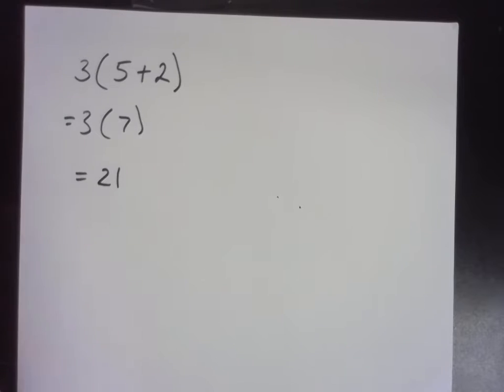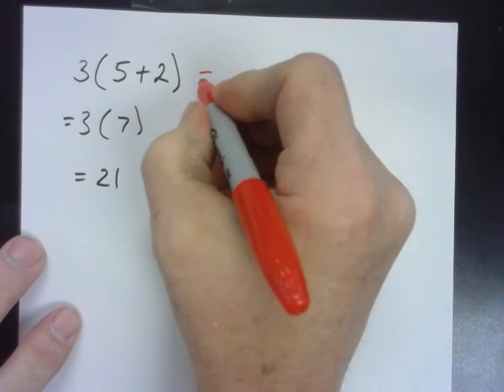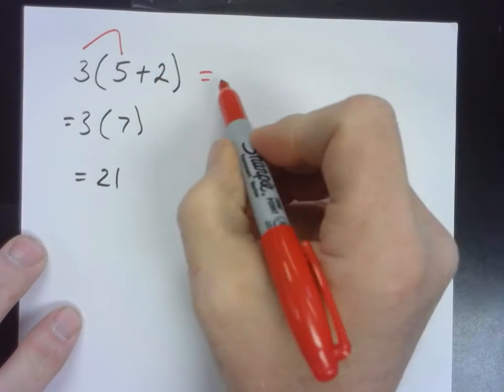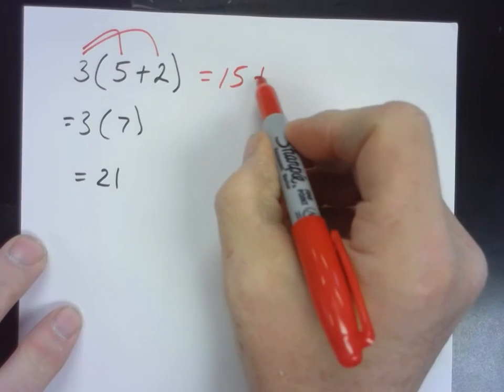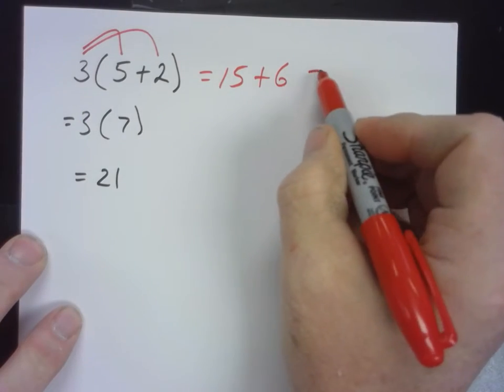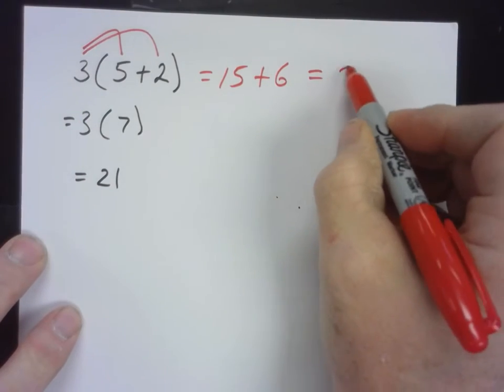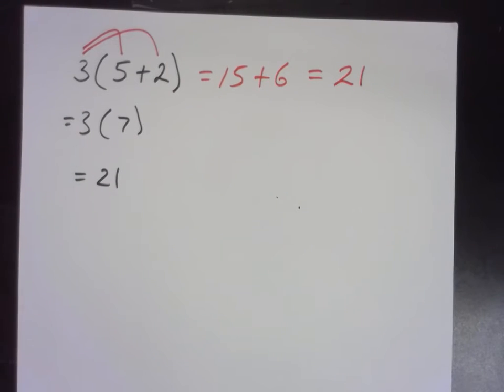But I just want to point something out. What if I did this? 3 times 5, and 3 times positive 2 is positive 6, and then I added the 2 together. Would it still work? Will it always work? No. Let's take a look.